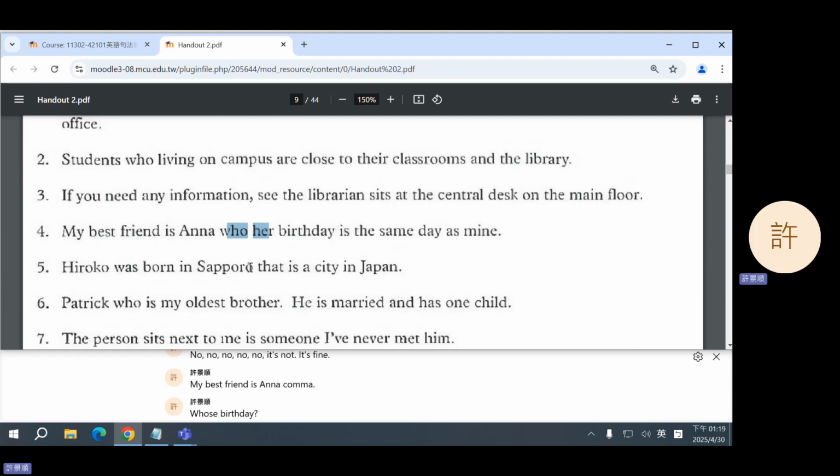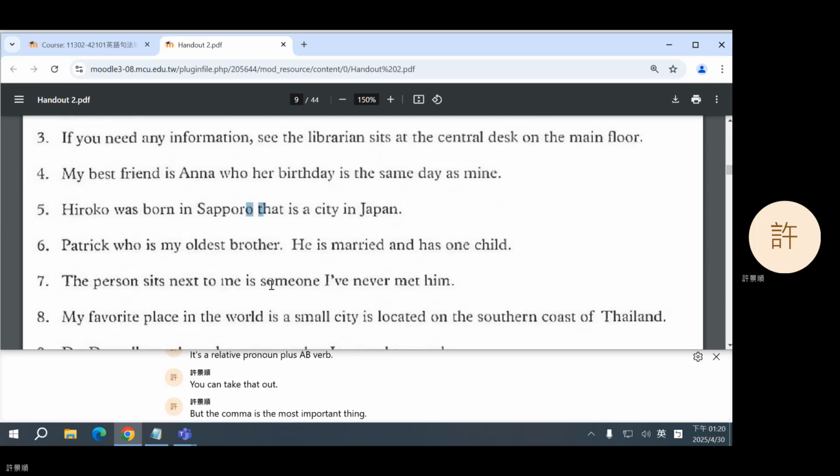Number 5, Sapporo, comma, which is, or you can even skip the which is, right? Because it's a relative pronoun plus a be verb. You can take that out. But the comma is the most important thing. Number 6, Patrick, comma, who is my oldest brother, comma, is married, etc.